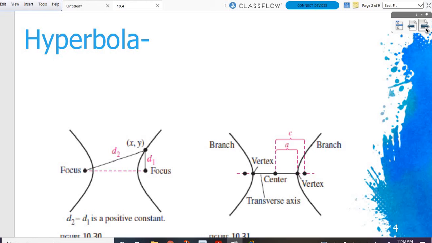So today we're starting our last conic section, which is hyperbolas. Hyperbolas are going to be kind of similar to our ellipses in their definition and also in the equation. But there is going to be a key difference.